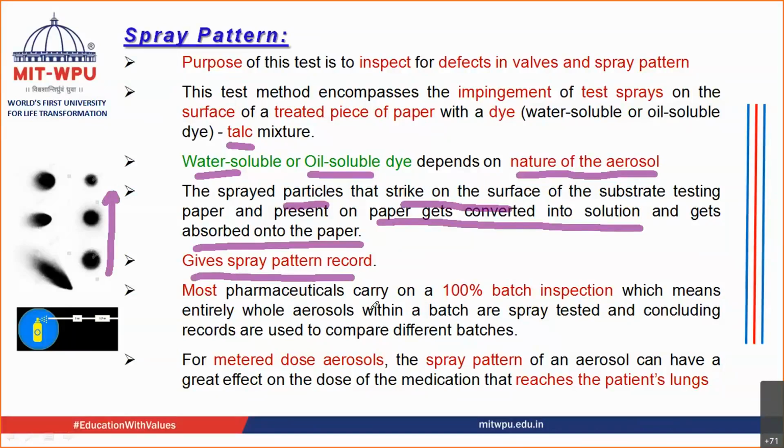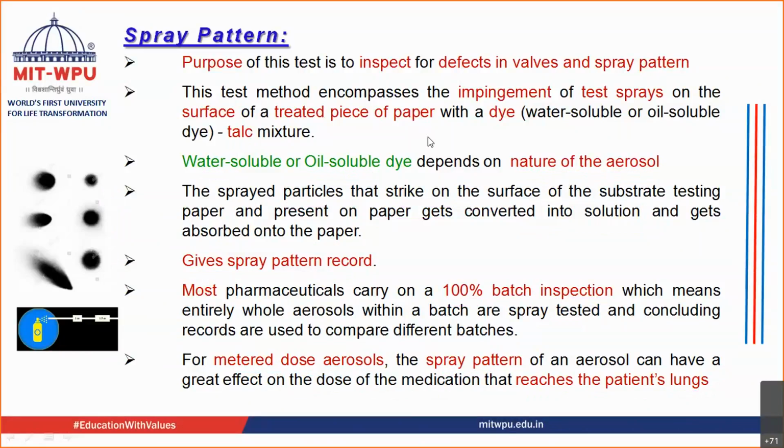Now, as I told you, pharmaceuticals carry out 100% batch inspection, and it is not that you take a few samples and test for the spray pattern. 100% batch inspection is carried out for the spray testing. For metered dose aerosol, the spray patterns are very important, because they decide whether the medication is going to reach the patient's lungs or not. Hence, for metered dose aerosol, spray patterns have this one more great advantage. This is about the spray pattern, where you spray the material onto the paper which is treated with dye and talc, and you check what the spray is like.